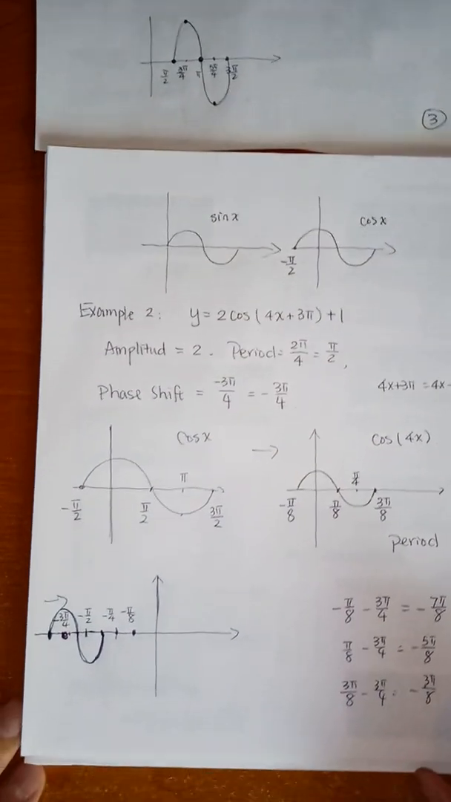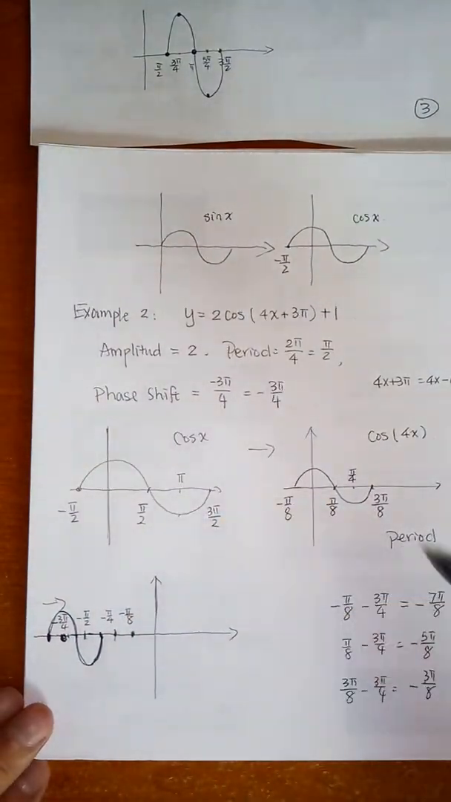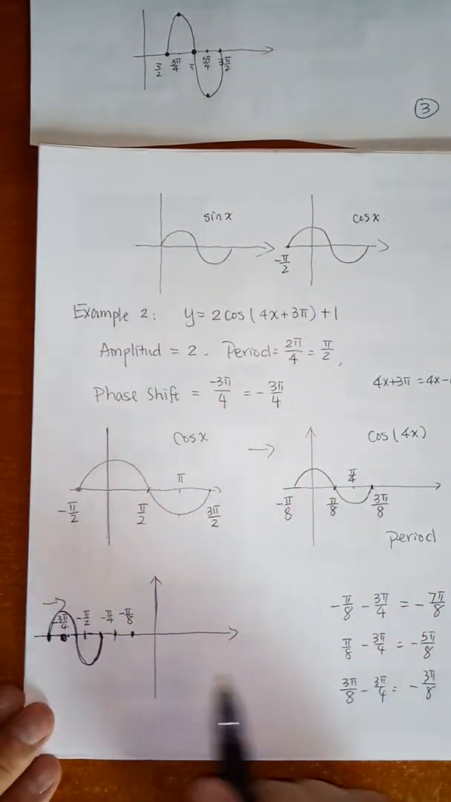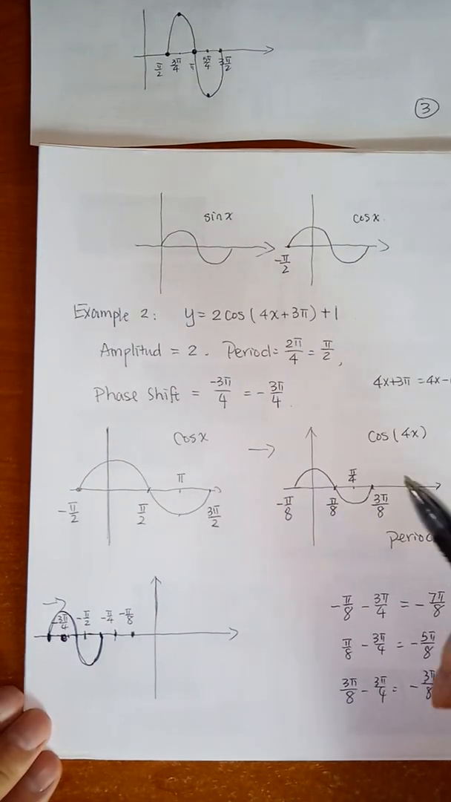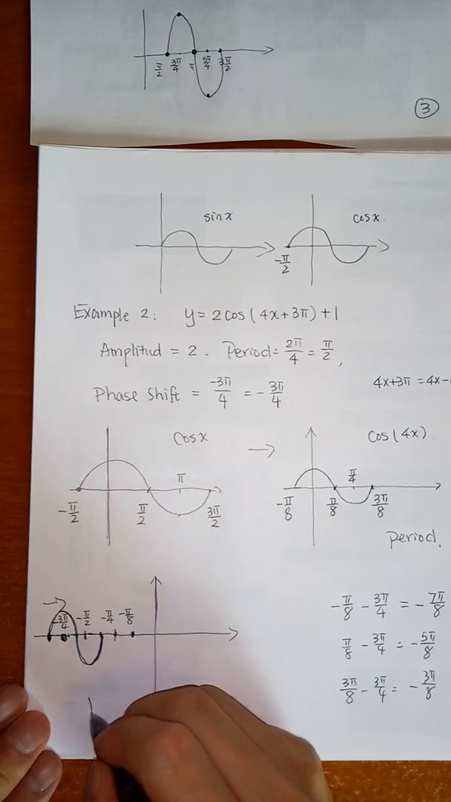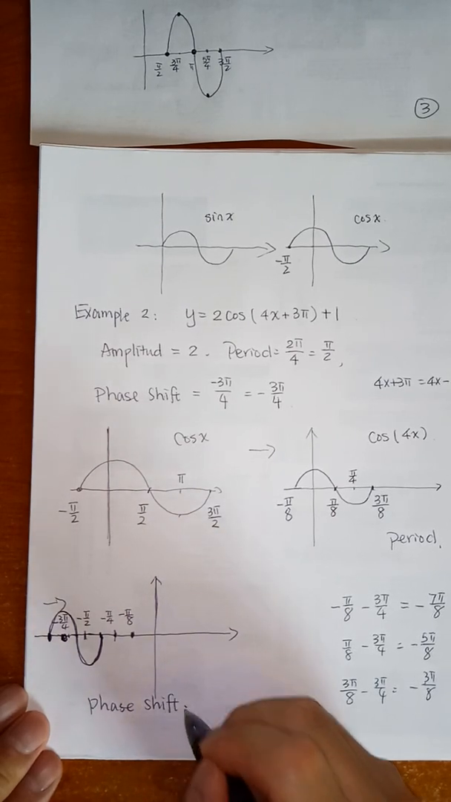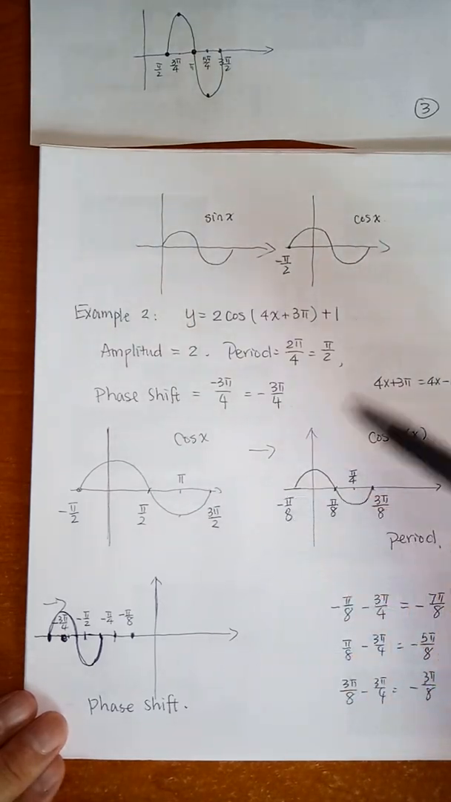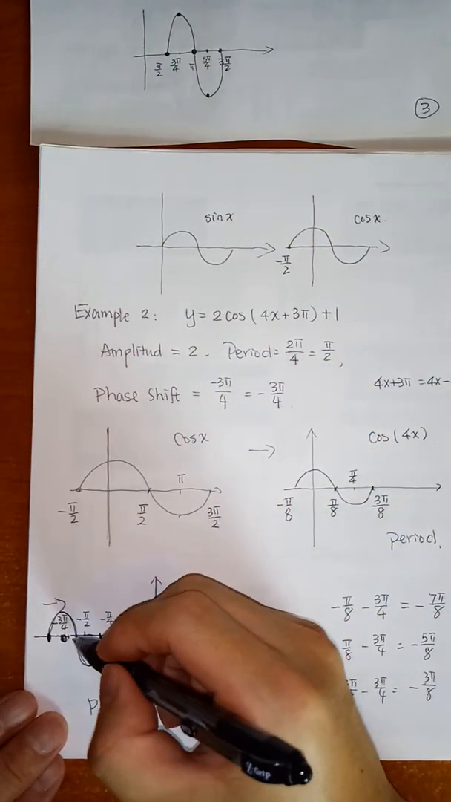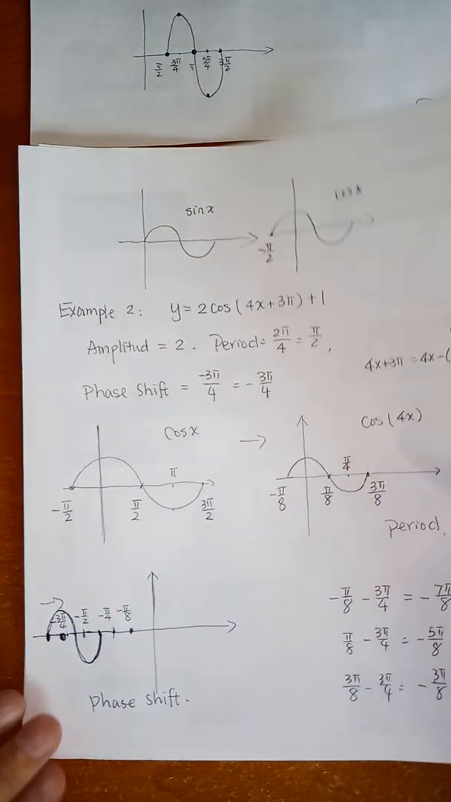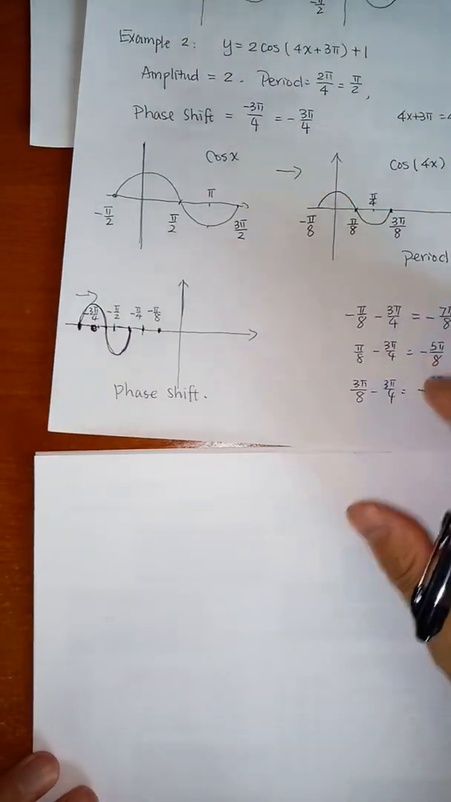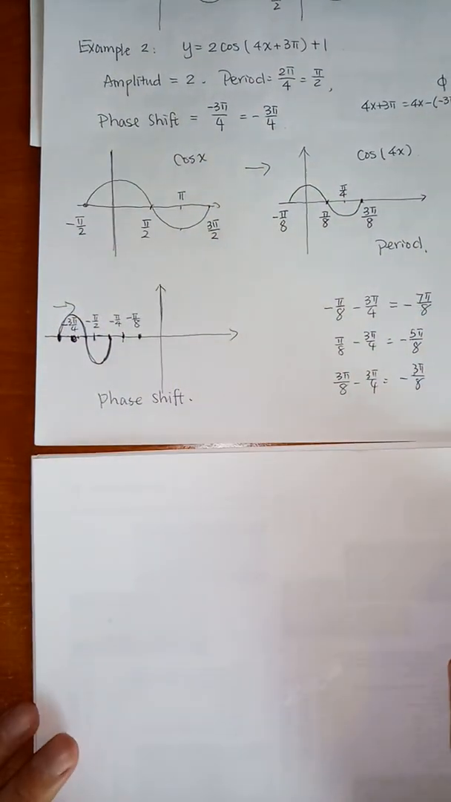Okay, so this is the graph, and then you will repeat. Okay, so far, don't stop. We don't finish it. So here we consider the period. Here we consider the phase shift, and then we're going to consider the amplitude. The amplitude is 2. So when you have this graph, let's sketch it.